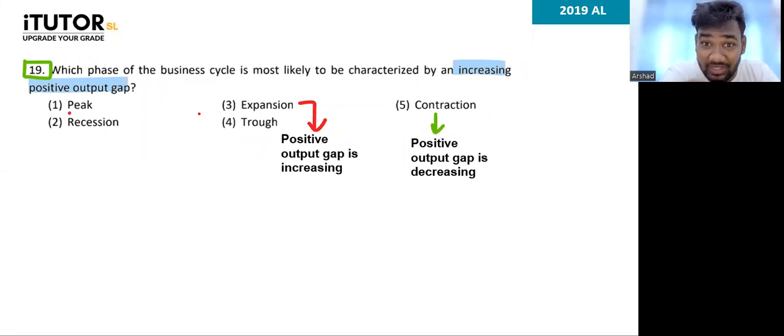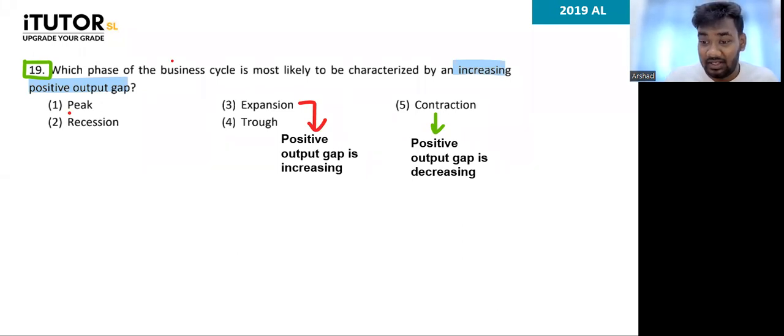But remember, the question is not asking that. They're asking about a phase. Forget about a phase. They're asking where the positive output gap is increasing. Now, in a peak, the positive output gap is not increasing. In a peak, the positive output gap is the highest. So, in the expansion phase only, the positive output gap keeps on increasing, right? So, be very careful with how they word the question. The same question can be repeated in your year. They can ask you, at which phase is the positive output gap maximized? Then it must be a peak, right?